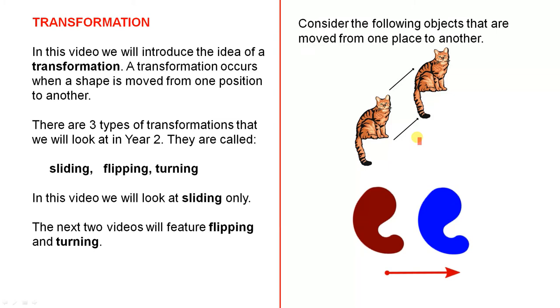Consider the following objects that are moved from one place to another. So see this cat here? If we slide that cat in that direction, we've got exactly the same cat. So it moves in a straight line and it's still the same cat. This shape here, if we move it from there to there, it's moved that distance in that direction, and I've just changed the colour just to show you that that's the original shape and that's the one that's been moved, but nothing else has changed.